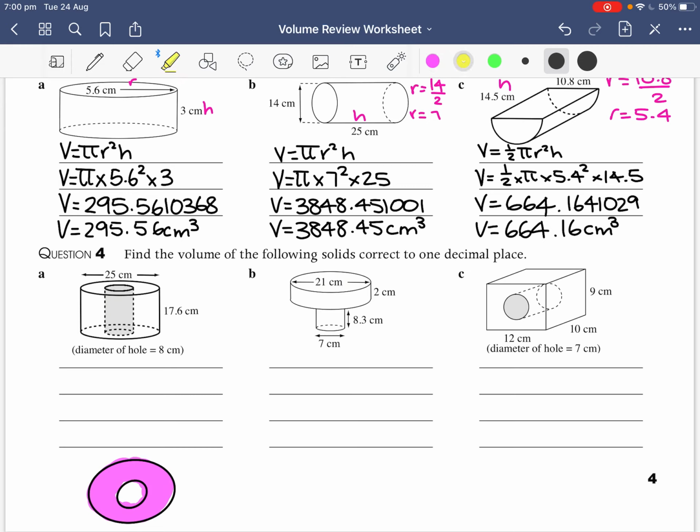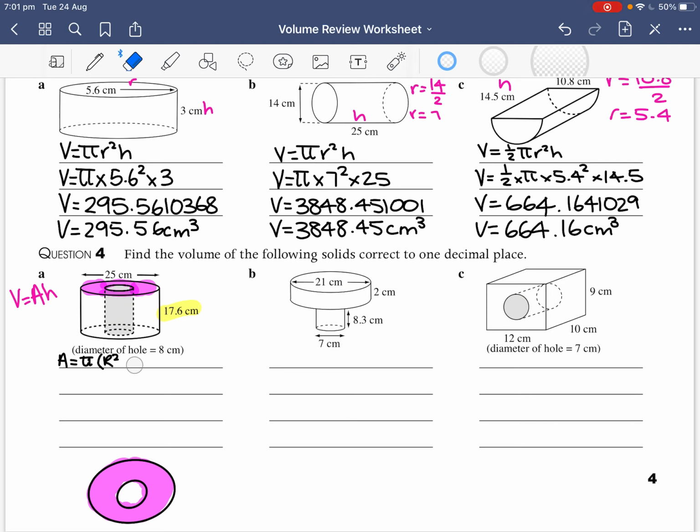So we'll find the area of that, and then we'll multiply it by the height of 17.6. Because remember, with volume, we're always using the formula V equals AH. So we're finding the volume of this coloured in bit first. Okay, so the diameter of the hole inside is 8 centimeters. So how we find the area of this is that area will equal pi times R squared minus little r squared.